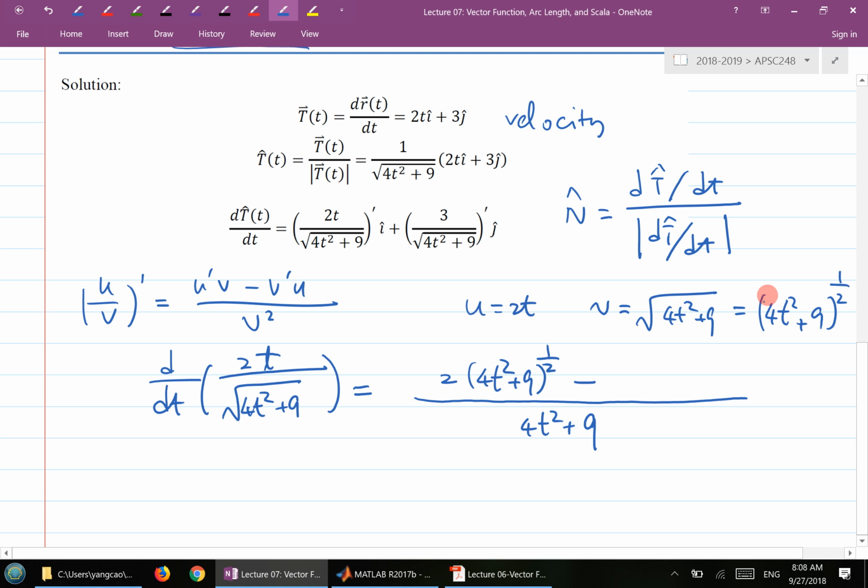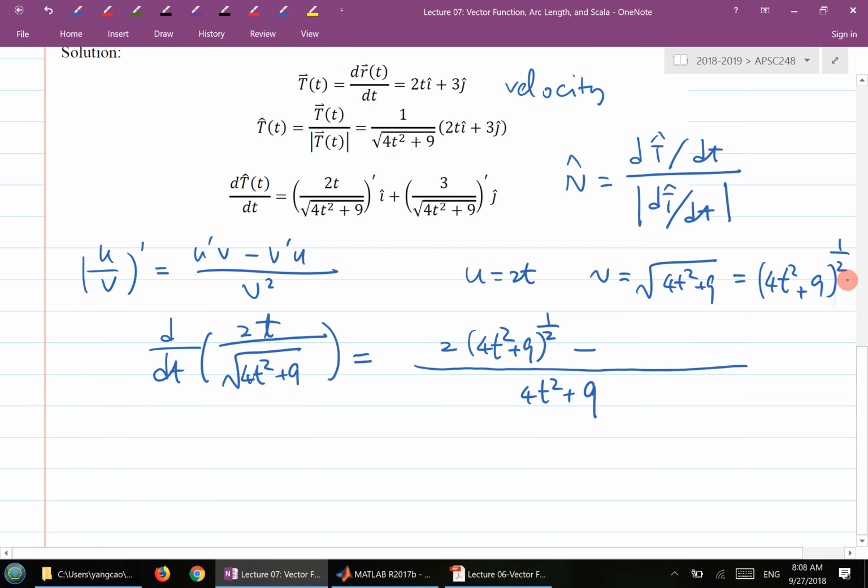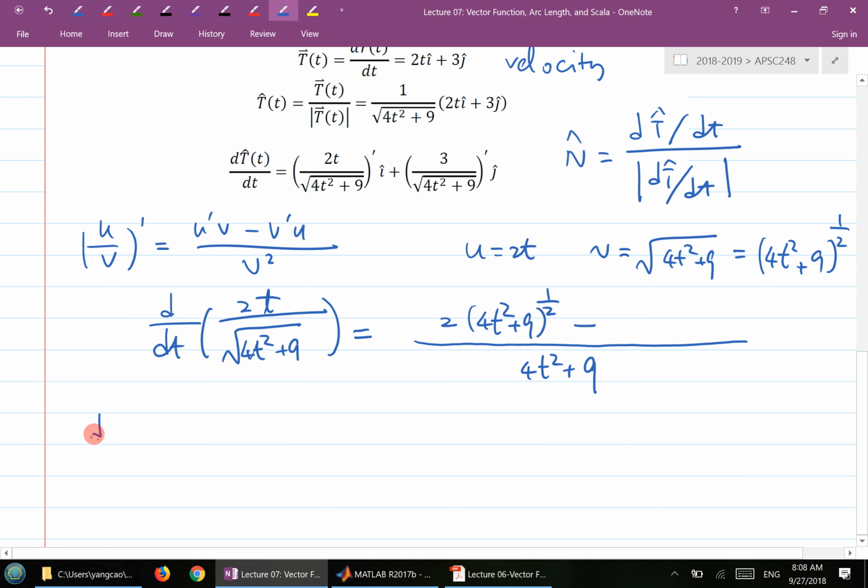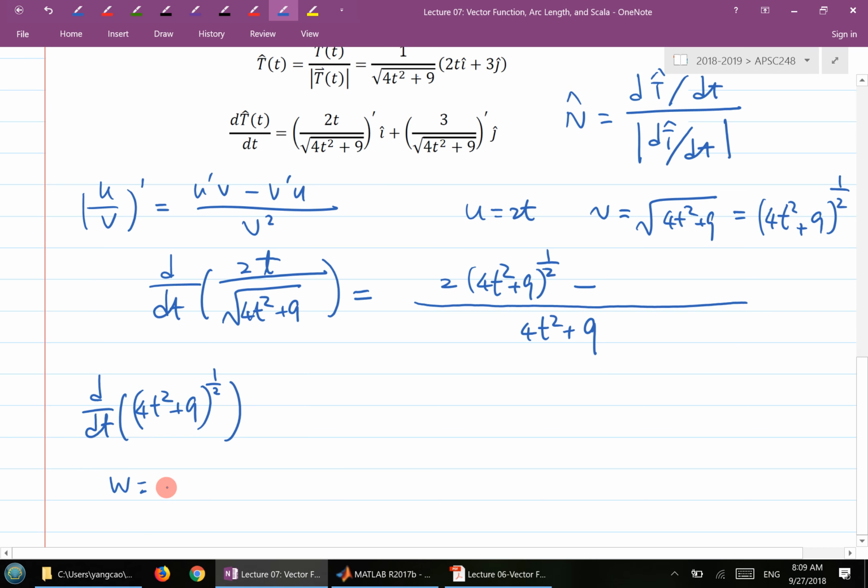So v prime is the derivative of this term. So I'll just take the derivative of this one here. So we're talking about derivative of 4t squared plus 9. For this derivative, this one here actually involves a simple chain rule. So you can temporarily say, okay, let w equal to 4t squared plus 9. And then this becomes just dw.